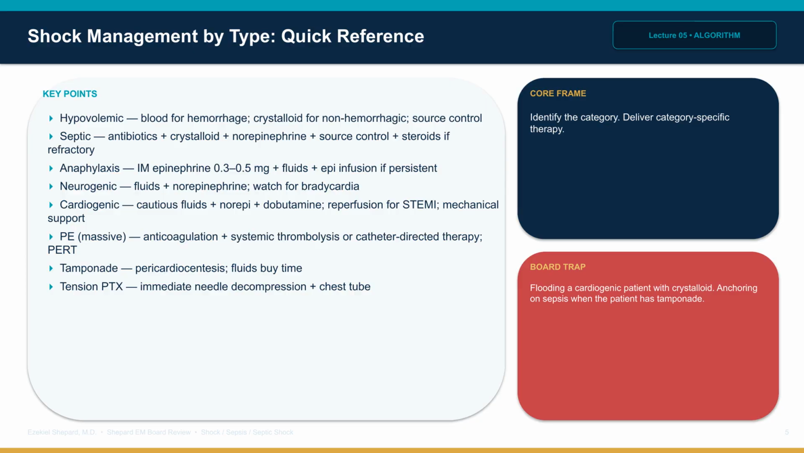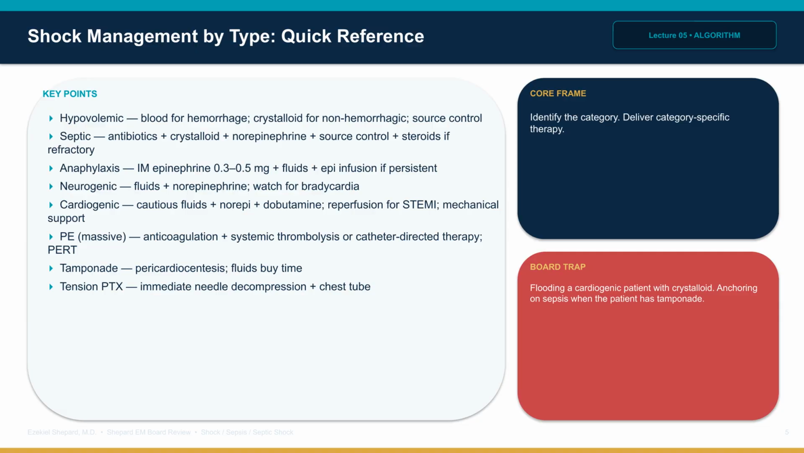This is the quick reference. Hypovolemic shock, blood for hemorrhage, balanced crystalloid for non-hemorrhagic loss, and source control of the bleed. Distributive septic shock, antibiotics, crystalloid, norepinephrine, source control, and steroids if refractory. Distributive anaphylaxis, intramuscular epinephrine, 0.3 to 0.5 milligrams, fluids, and an epinephrine infusion if persistent. Distributive neurogenic shock, fluids, and norepinephrine, with attention to bradycardia.